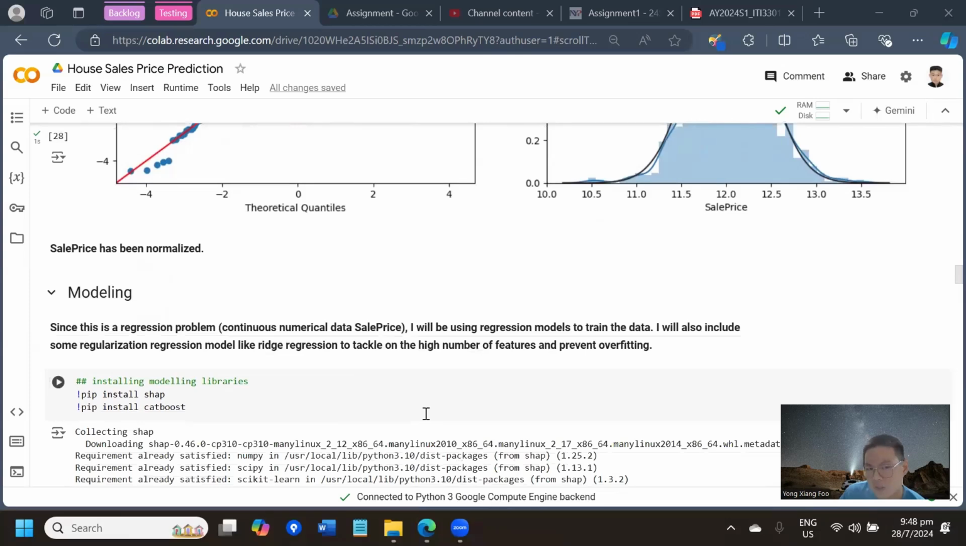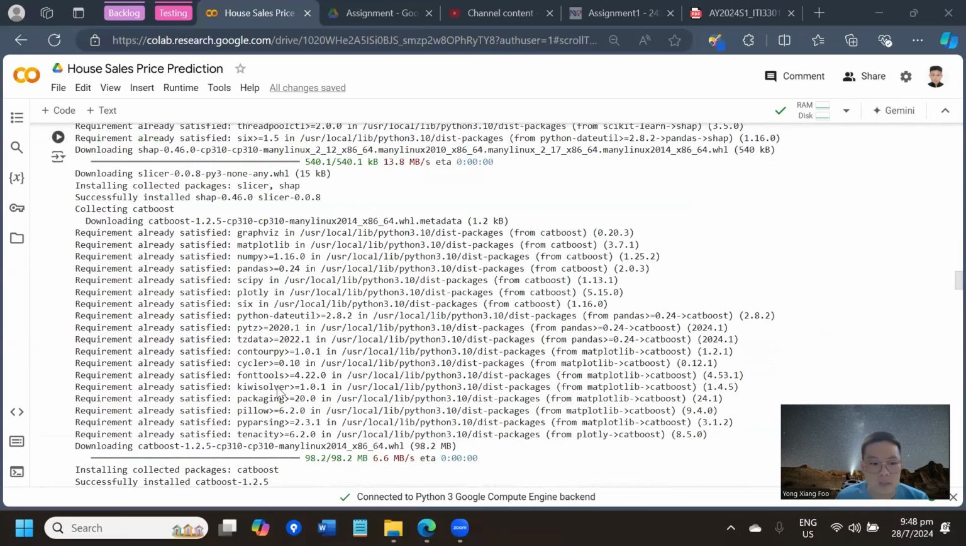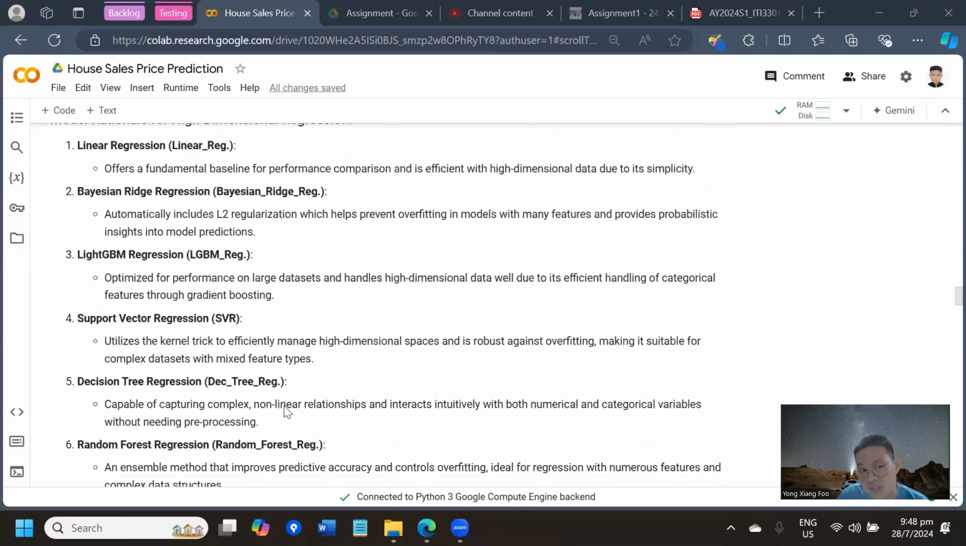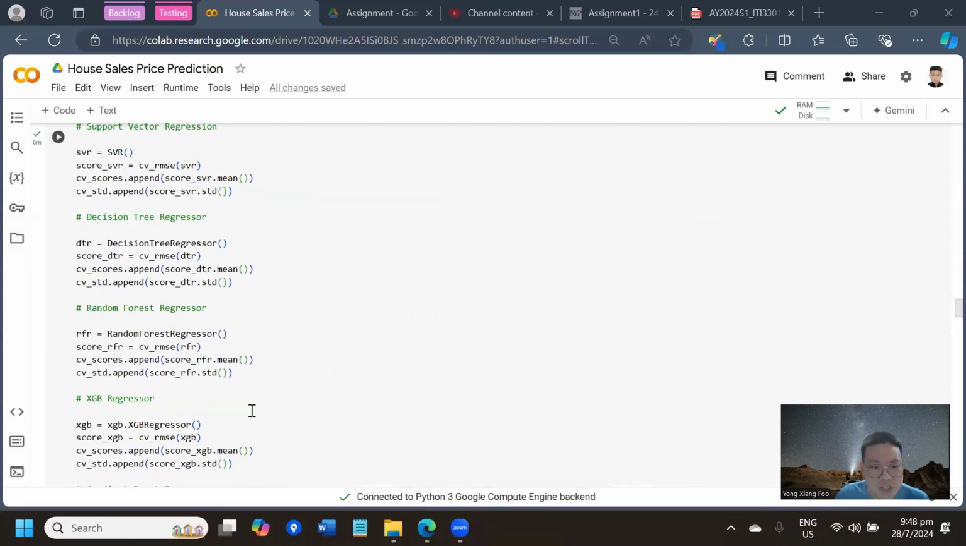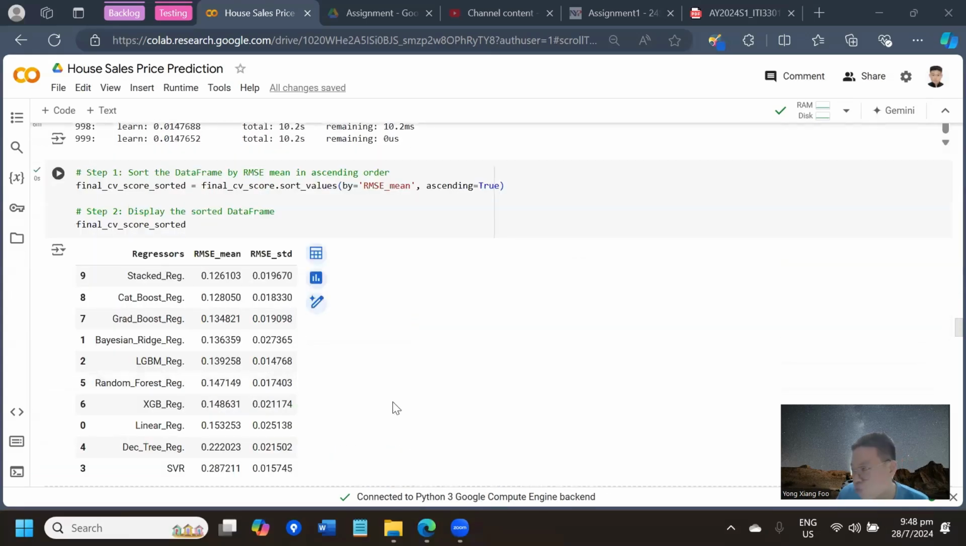Then I create models. Take note, the models I use are all regression models, and there is some regularization parameter in them because there are a lot of features which I want to cut down on or remove, or put less weight on. The best model I would say I use is CatBoost because it has the best root mean square error. I use root mean square error as a metric because it is very sensitive to error.